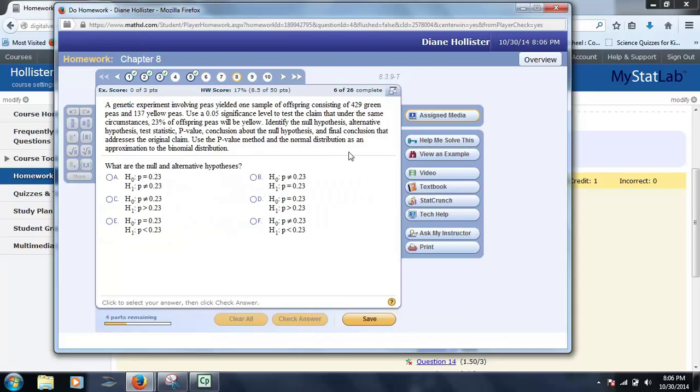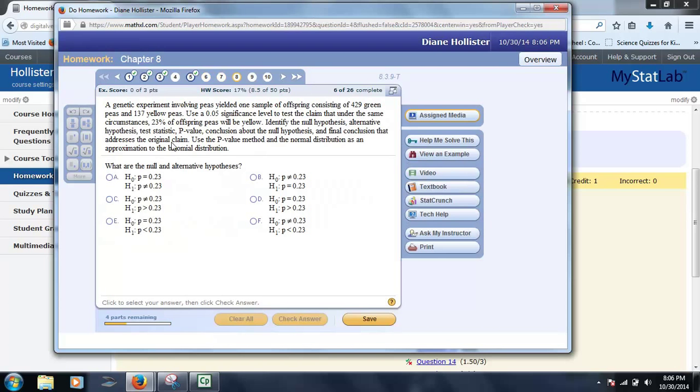Problem number 8 is a test about proportions. You will begin by determining your null and alternative hypothesis and then proceed to use StatCrunch as demonstrated in the shorter video about the use of StatCrunch. If you're looking at this particular problem, keep in mind, as always, the null hypothesis must always have a statement about equality. That means you can immediately eliminate B, C, and F.